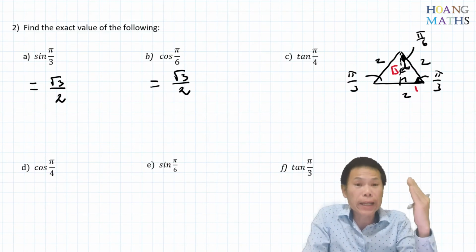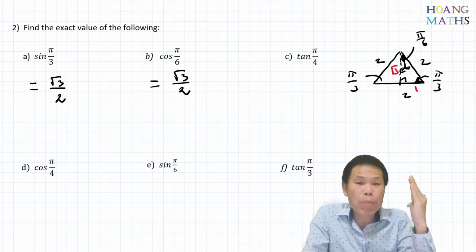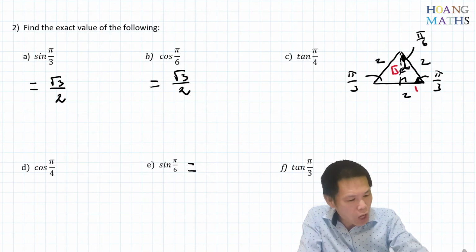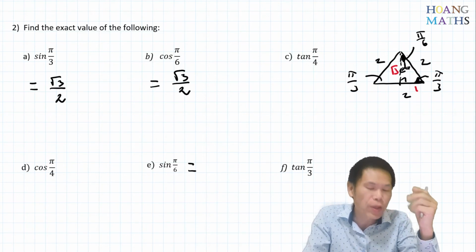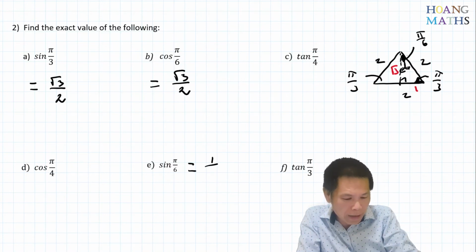Now let's work out part E first, because we have the triangle here. Sine of pi over 6 is opposite over hypotenuse. The opposite of pi over 6 is 1, and the hypotenuse is 2. So 1 over 2, which is a half.